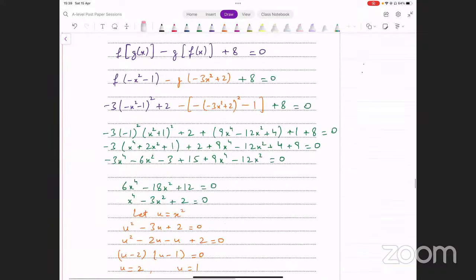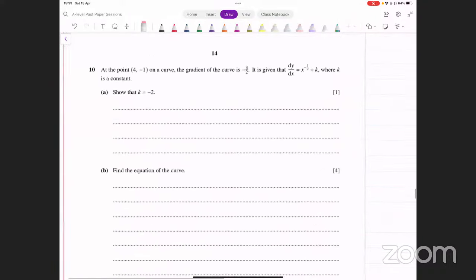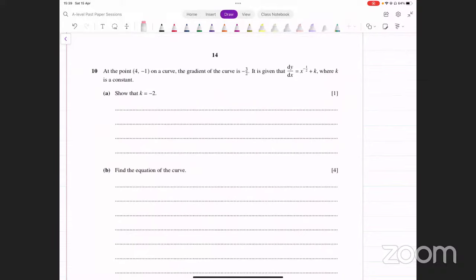That was question number 9. Let's move on to question number 10 now. It says at the point 4 minus 1 on a curve, the gradient of the curve is -3/2. It is given that dy/dx is equal to x raised to power -1/2 plus k, where k is a constant. Show that k equals -2.